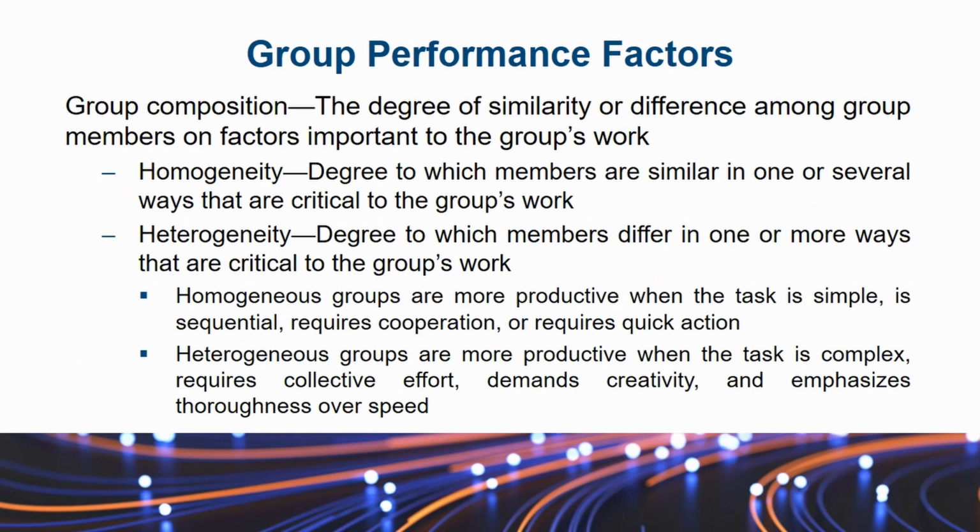Group performance is based on the composition of groups. Group composition is the degree of similarity or difference among group members on factors important to the group's work. Group composition is based on homogeneity and heterogeneity. Homogeneity is the degree to which members are similar in one or several ways that are critical to the group's work, while heterogeneity is the degree to which members differ in one or more ways that are critical to the group's work.